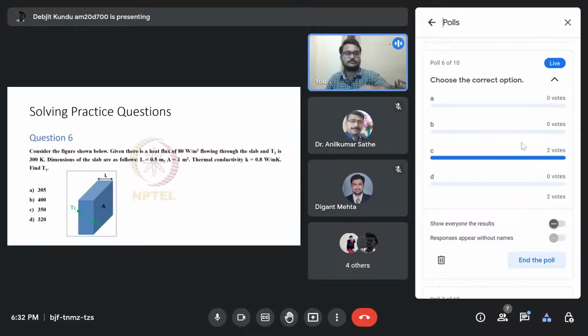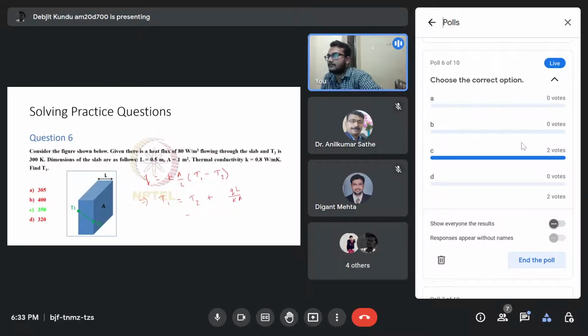Okay. So all the responses in favor of option C, that is 350, and it's indeed correct. I will just quickly show the working so that everyone can agree. A very simple Q equal to K A by L into (T1 minus T2). We know everything except T1. So if we rearrange this equation, it would boil down to T1 equal to T2 plus QL by KA.